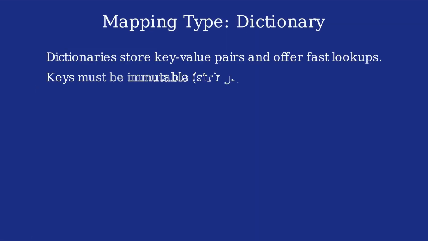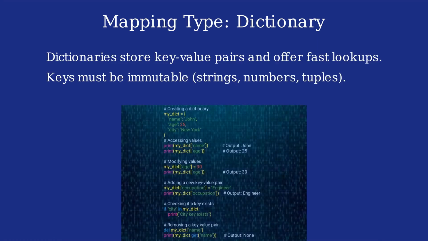Now let's explore Python's mapping type, the dictionary. Dictionaries store data as key-value pairs, allowing fast lookups based on keys. Keys must be immutable types like strings, numbers, or tuples. As shown in this code example, dictionaries support various operations including creating, accessing, modifying, and iterating through key-value pairs.